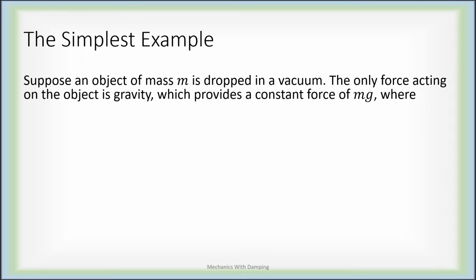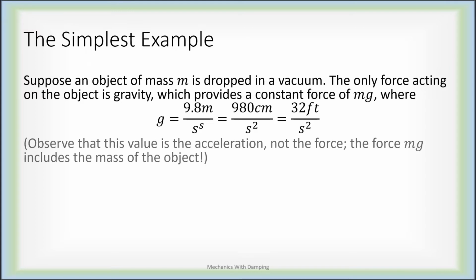So the force acting is gravity, which is going to be m times g, where g is the following constant depending on your choice of units: 9.8 meters per second squared, or 980 centimeters per second squared, or 32 feet per second squared. G, however, is the acceleration, not the force. Remember, force is mass times acceleration. So if you take this value of g and multiply it by the mass m, then you get the force.